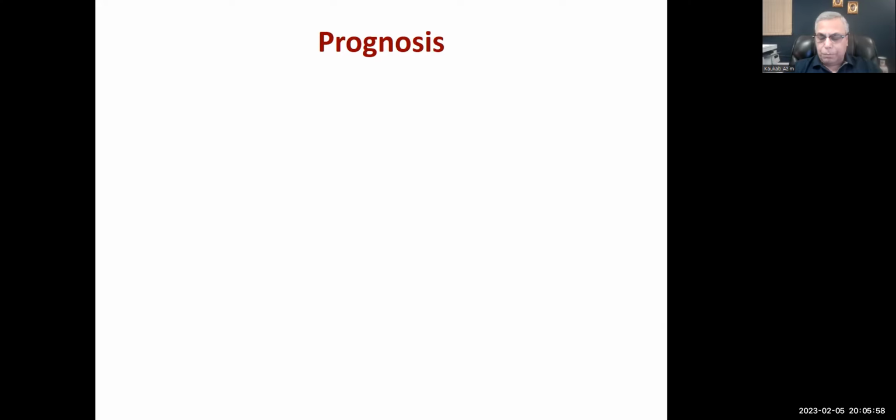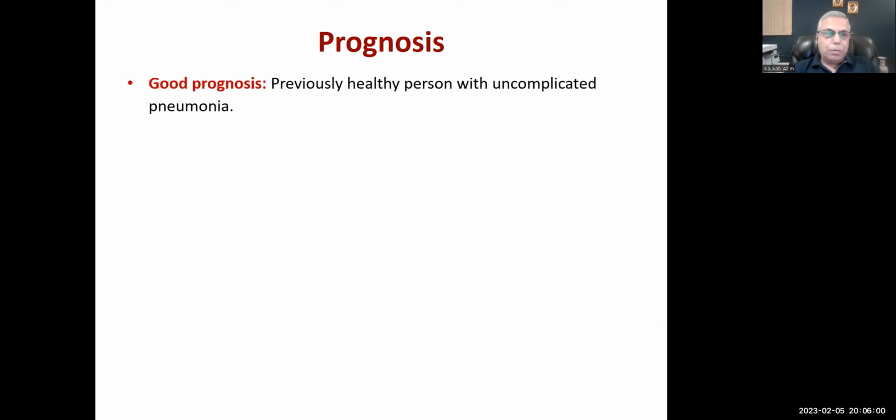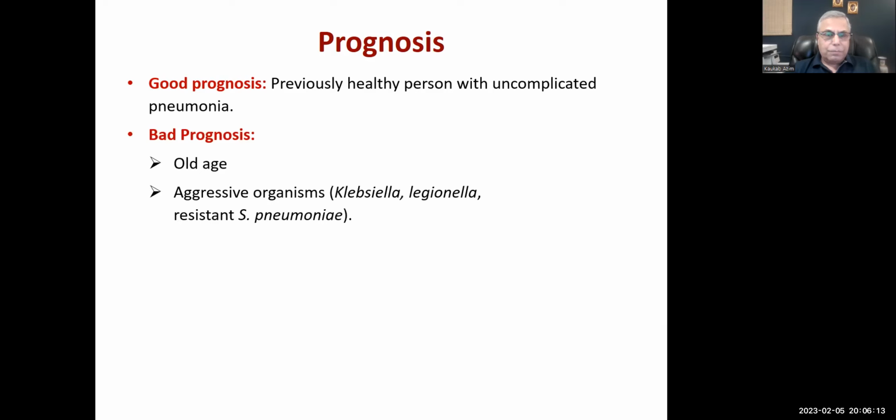Prognosis depends, number one, on the general health. Good prognosis: a previously healthy person with uncomplicated pneumonia, their prognosis is going to be good. Bad prognosis: old age, a very common cause of death in old age. Aggressive organisms like Klebsiella, Legionella, or resistant S. pneumonia. We have seen previously that S. pneumonia is developing resistance, or is commonly resistant to penicillins.